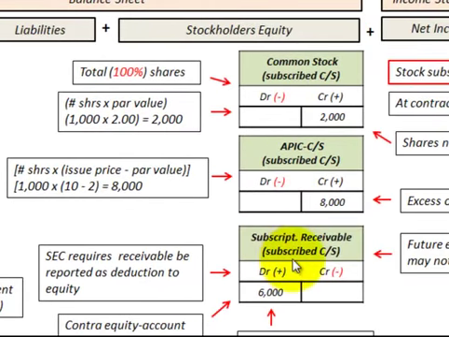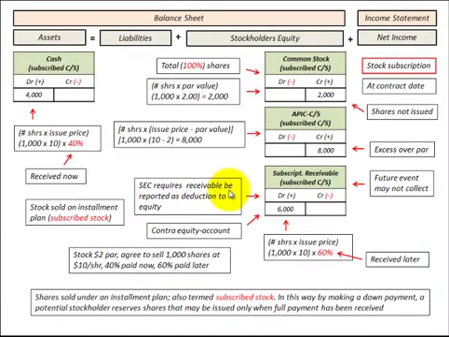And then we have to set up here a contra equity account, and that would be like an accounts receivable, and we call it a subscription receivable. This is the amount that's still due from the purchaser of the stock. And that's set up here as a contra equity account because the SEC requires this receivable to be reported as a deduction of equity. Normally we would set up our accounts receivable on the asset side of the equation, but because of this requirement we set it up here as a contra equity account. And this subscription receivable really is based on a future event, and it may not be collectible in the event that the potential buyer of the stock backs out and decides not to purchase the stock.